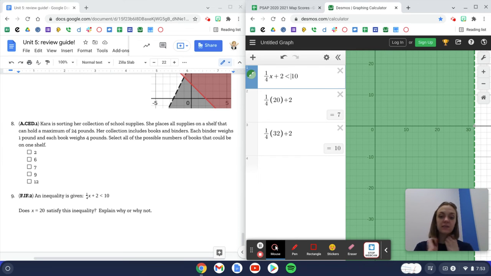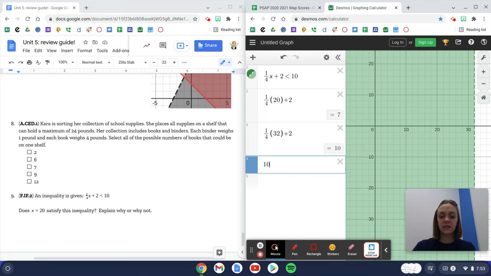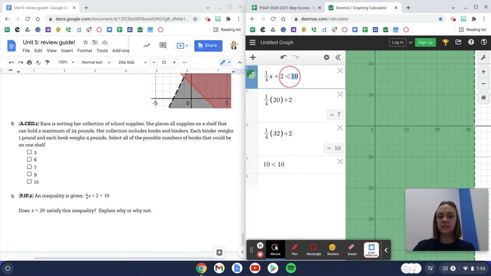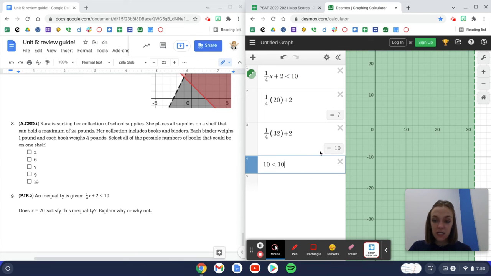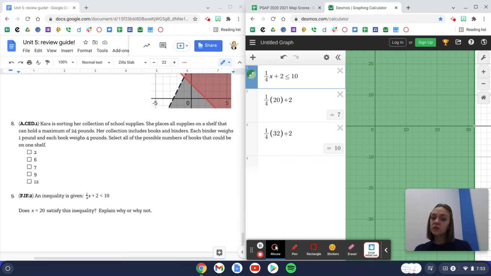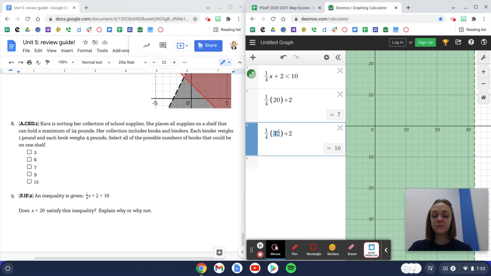So if you do this and you put in 32, we got 10 is less than 10. This is not true. If you had a less than or equal to, then it would be true because now you have a solid line and it can be included. But if it's just less than or just greater than, this solution here, when x = 32, would not be a solution because it is not included in the inequality.